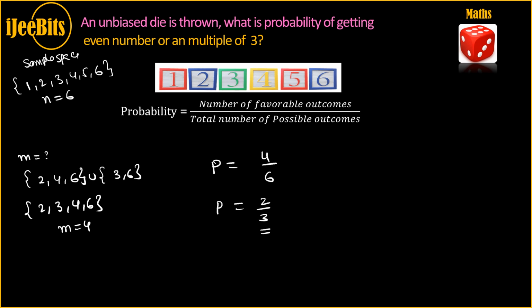If somebody asks for not getting an even number or a multiple of 3, that means the complement of this. So 1 minus 2 by 3 would be your actual answer. That is how you have to understand and interpret how to derive the number of favorable outcomes from the given condition, and hence calculating the probability is easy.